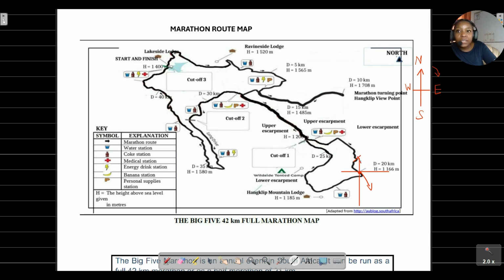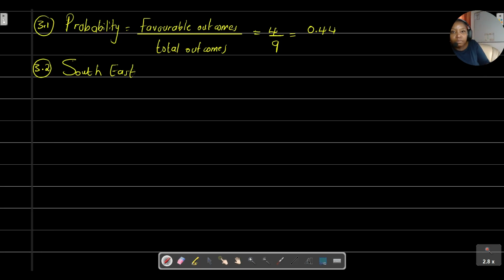Okay, so do you see that a person just after passing that point, they're actually moving in which direction? Just after passing that 20-kilometer mark, they're actually moving in the southeast direction. Okay, just after. So I'm just being direct. Immediately after passing that point, in which direction are they heading? They're moving in the southeast direction.